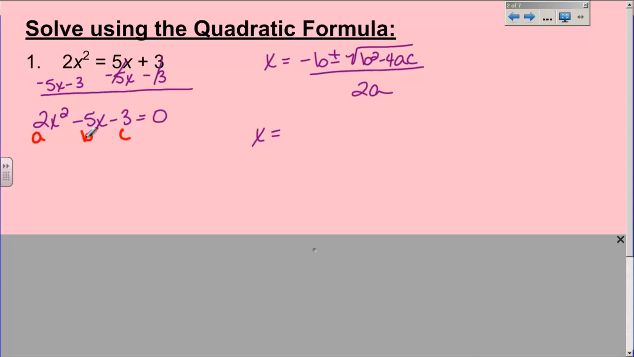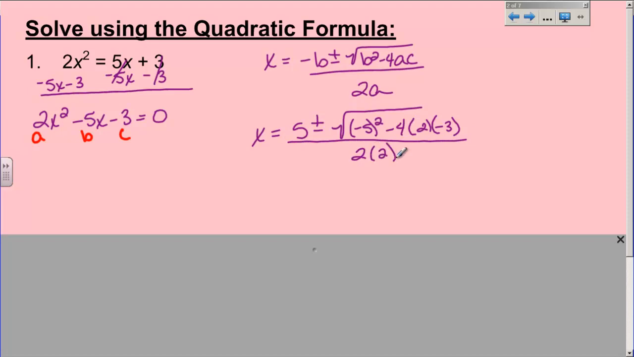The opposite of b. Well, right now, b is negative 5. So the opposite of b is 5 plus or minus. Then I have to do b squared. So I have negative 5 squared, because now it's just b. It's not the opposite of b. So the negative stays. Minus 4 times a, which is 2, times c, which is negative 3. All of that is divided by 2 times a, which in this case is 2. So I have plugged everything in. Now it's just a matter of calculating and doing the math problem.